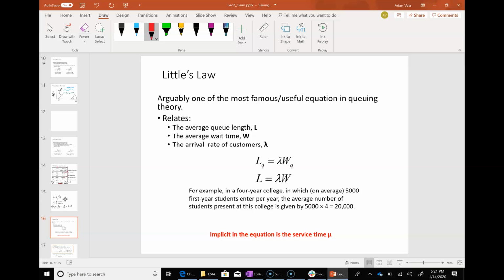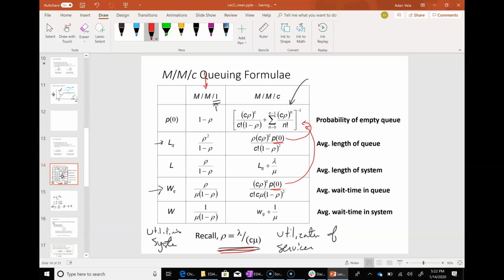So one of the most useful equations in queuing theory is called Little's Law. What it does is it relates the amount of time people wait in line with the average length of the line, and these are mediated through lambda. Okay? So why is this useful? We can understand why it's useful by looking at these equations here.